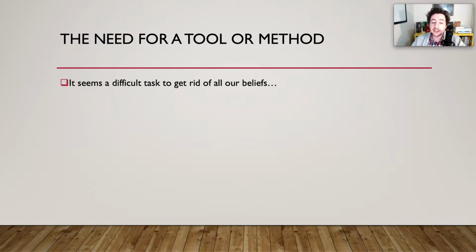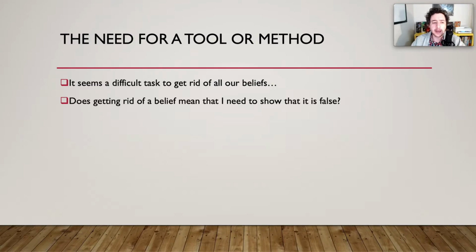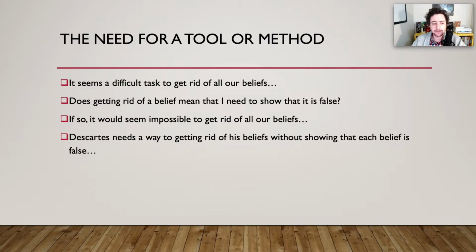But it seems like a difficult task to get rid of all of our beliefs. How would we even do that? Does getting rid of a belief mean that we have to show that the belief is false? Well, if so, that would seem to be impossible. How could I show that every single one of my beliefs is false? Descartes needs an easier way to get rid of our beliefs, without showing that each belief is actually false.